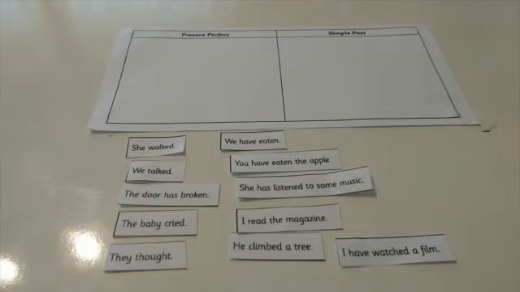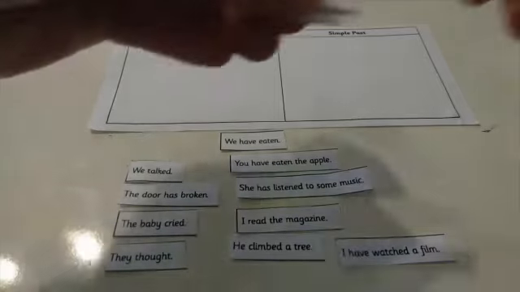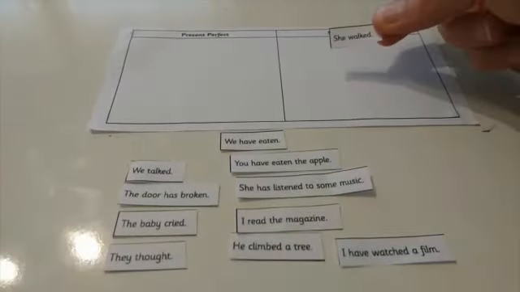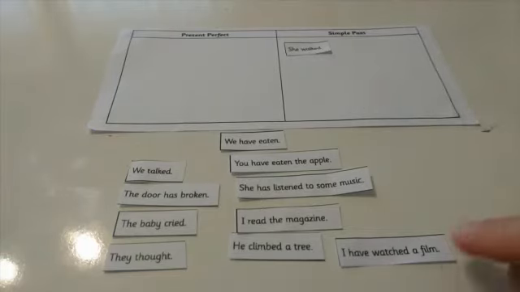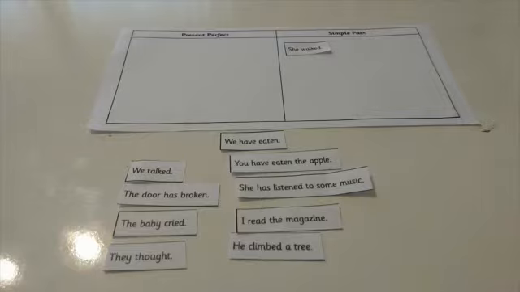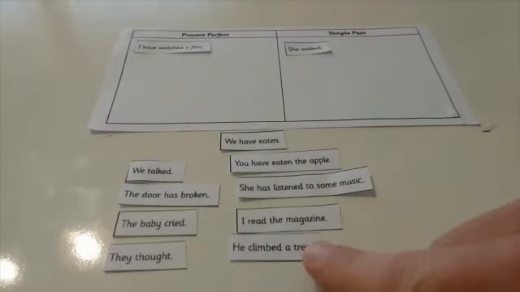Okay, well done guys, thank you for doing that. Okay, she walked. We've got a past tense verb in it, and no has and no have, so that has to be the simple past. Okay, do this one. I have watched a film. That one would be in the present perfect, and the clue word is the fact that it's got have in it. Okay, he climbed a tree.